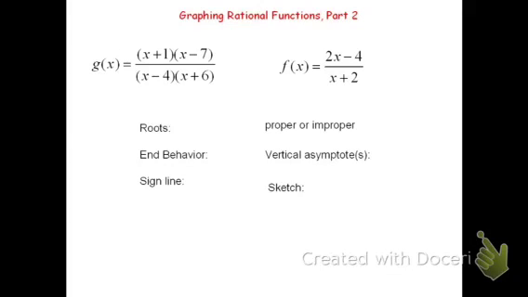In this video, we're going to continue to graph rational functions. This is the second part in the two-part videos. Make sure if you're struggling with these that you watch part 1 first because it has a more detailed explanation on how to do these. I'm going to go a little faster in part 2 here.